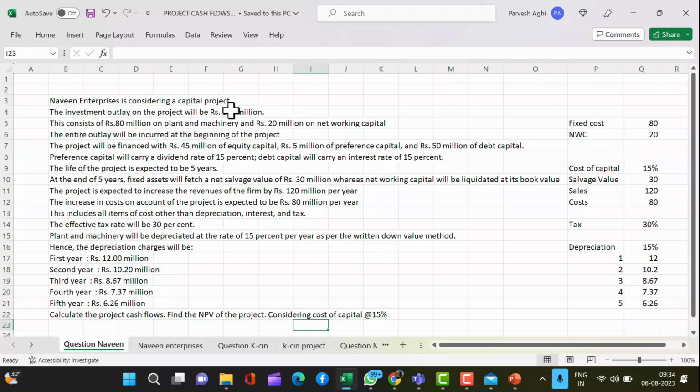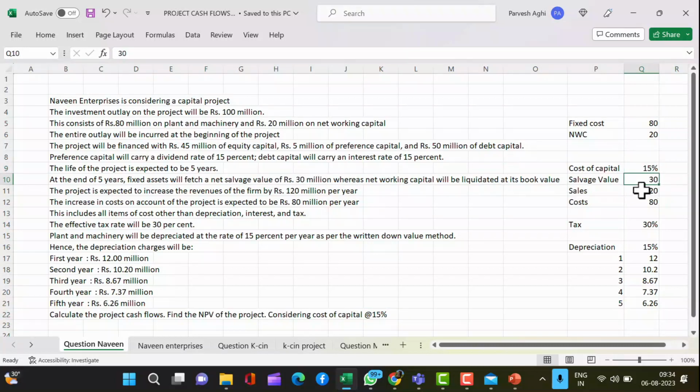Naveen Enterprises is considering a capital project. So this is the same thing. What I have done is I have put the fixed cost of 80 million here. Why I'm doing it, I'll tell you. Net working capital is 20, so I have put net working capital here. I'm bringing all the numbers outside because I'm going to make a cell reference. I'm going to link my file with a solution. Then cost of capital is 15%, which is given here, the NPV of the project considering the cost of capital 15%. Salvage value is given here, 30.